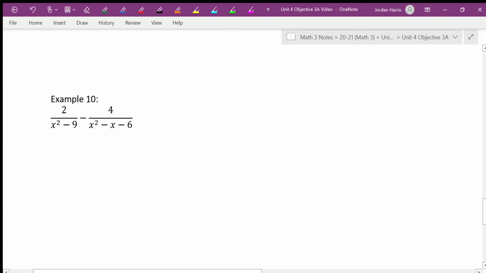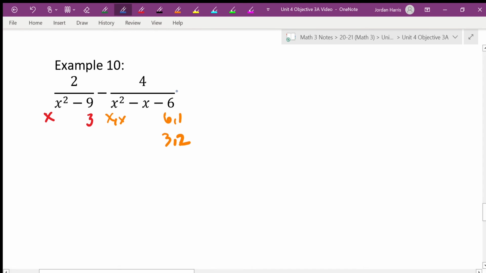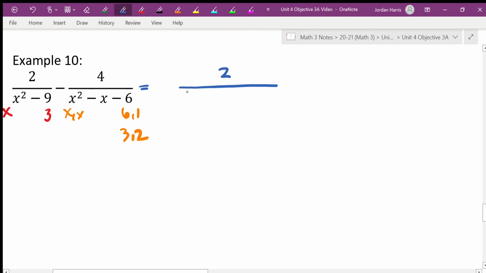Example 10. So we have a difference of squares, so x and 3. We have a guess and check, x and x, 6 and 1, 3 and 2. It's got to be 3 and 2 on this one because we got to make a 1. 6 and 1 can't make a 1. Okay, so got to write it out. I'm going to leave a little space this time. 2 over x plus 3, x minus 3.